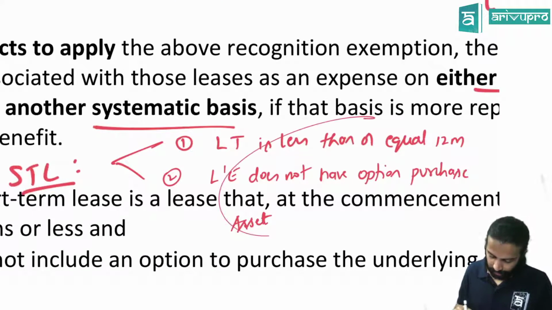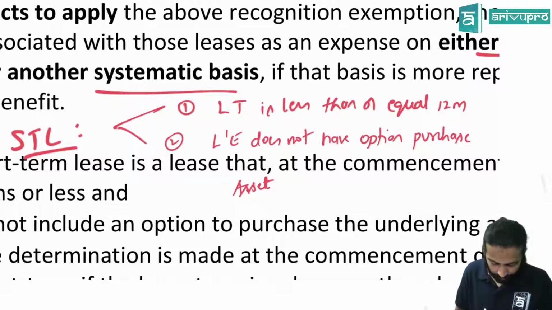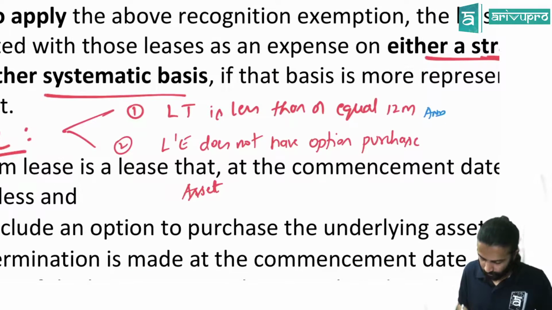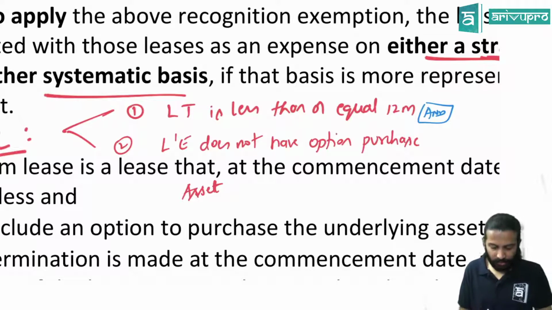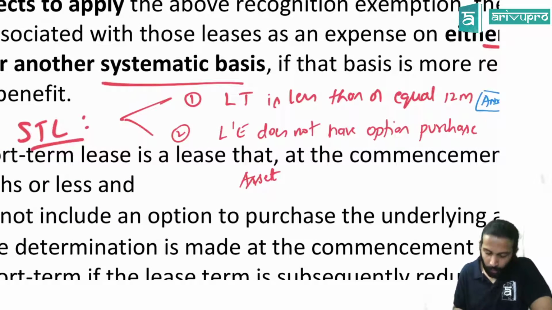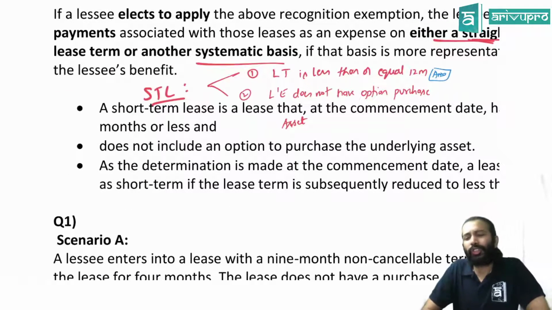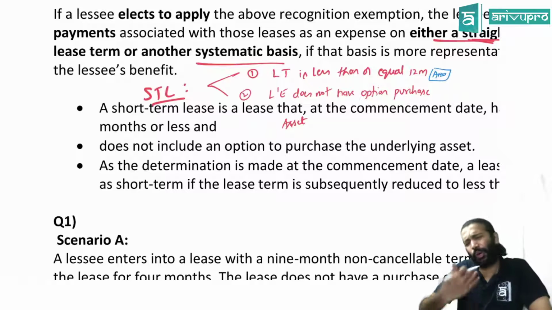What are the two criteria? You write "and". Both the criteria should be satisfied. One, the lease term should be lesser than or equal to 12 months, and two, he should not have any option to purchase the asset as part of the lease, because some leases will have that option. Use that asset for 5 years, after that, you buy it. Contracts will have it.